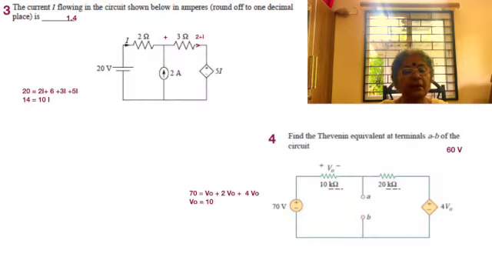We see again the 3 sources, of which 5i, the voltage source, is the only dependent one, and this dependence is on the current that emerges from the 20 volt source. So we have the 20 volt source, the 2 amp source, and the 5i dependent voltage source. And we have 2 ohms and 3 ohms. Now what is asked of us is the current I flowing in the circuit shown below in amperes. So we need to find I as in the earlier question.